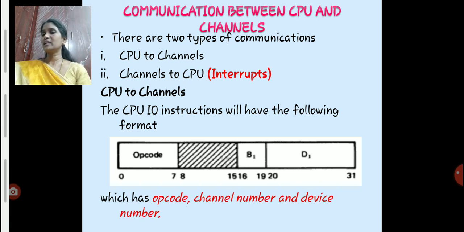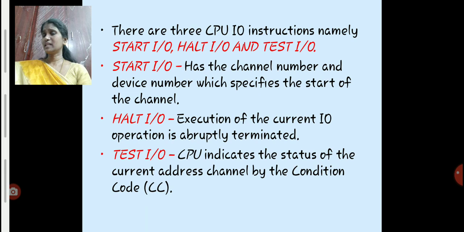For CPU to channel communication we have IO instructions, and the IO instructions have this format. It is of 32 bits. In the first 8 bits we have the opcode, then we have the channel number in B1, and the device number, which is stated as D1. There are 3 types of IO instructions, namely start IO, halt IO and test IO. Start IO has the channel number and the device number. The start IO specifies the start of the IO channel.